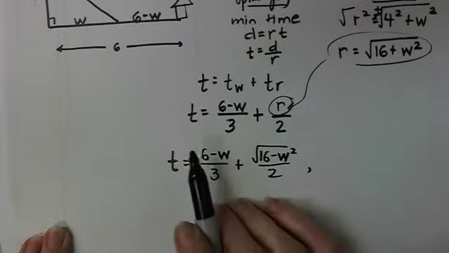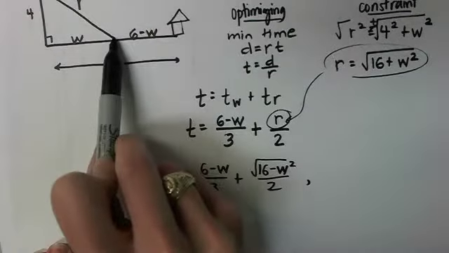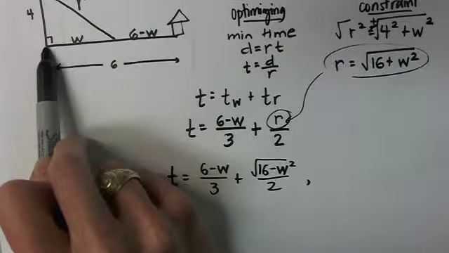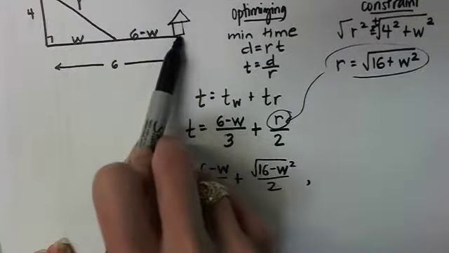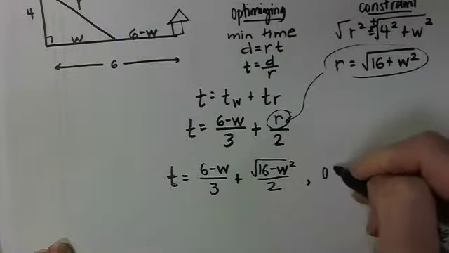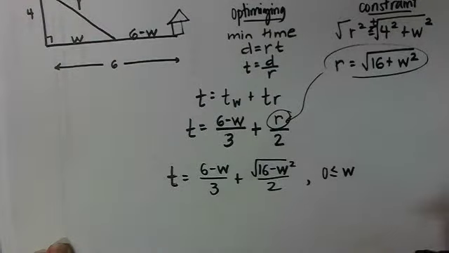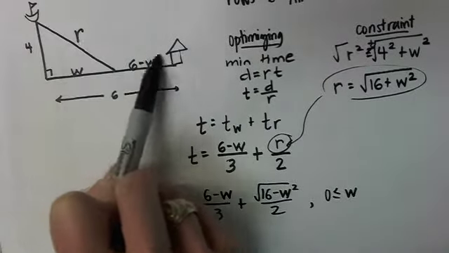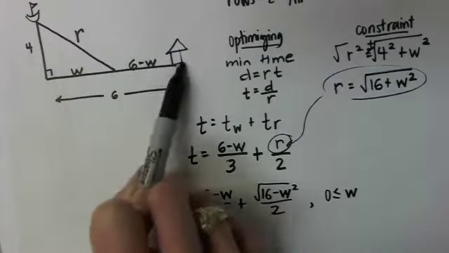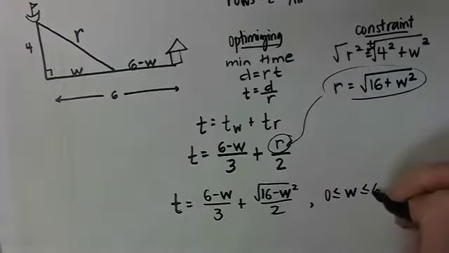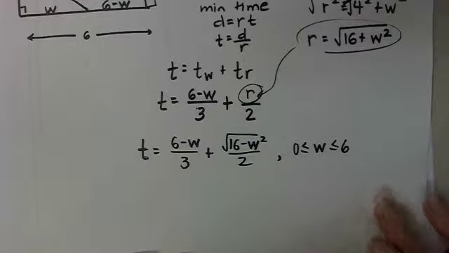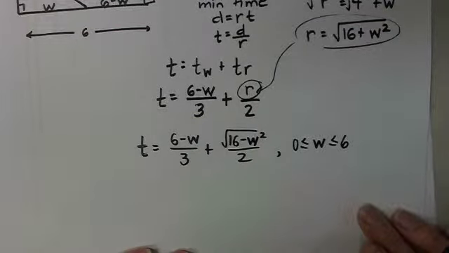What is our domain as far as what makes sense for W? Well, if W is 0, it means that she rows straight down to the closest point on the shore and then walks the entire 6 miles over. So W is greater than or equal to 0. And the greatest that W could be is she decides to row straight to the restaurant. W could be the entire 6 miles. So our domain is that W is going to be between 0 and 6.